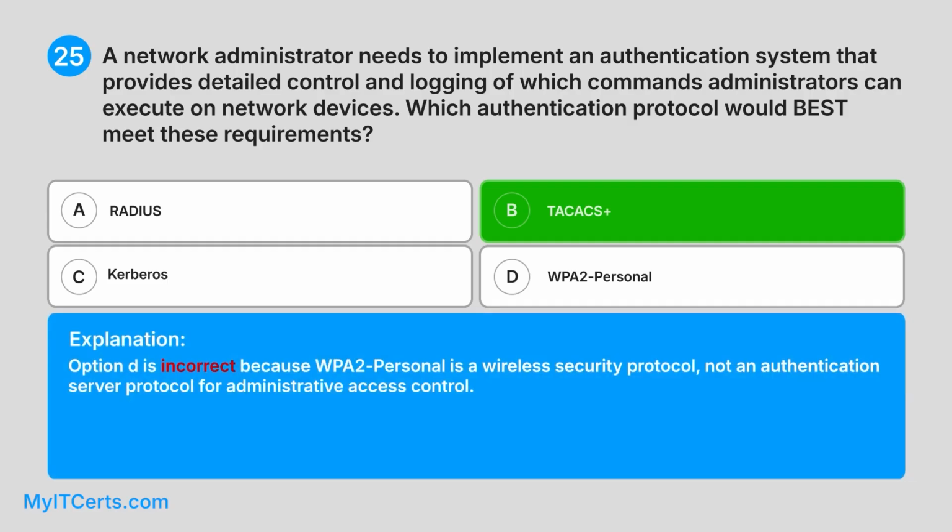Option D, WPA2 Personal, is incorrect because WPA2 Personal is a wireless security protocol, not an authentication server protocol for administrative access control.